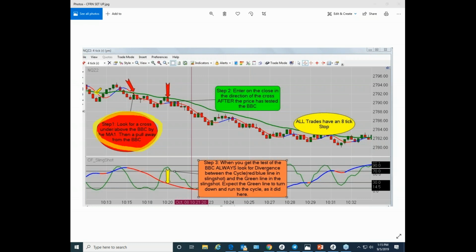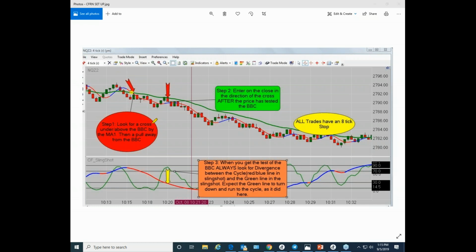When the MA1 crosses the BBC and the MA1 is red, like you're seeing here, that is a bearish cross. If the MA1 is blue and crossing the BBC, that is a bullish cross. So the one that's highlighted here is a bearish cross, and the reason is the MA1 is red. Step 1 gets the ball rolling. Once you get the cross, now you're on alert status. So step 1 is the bullish or bearish cross, and again, the one that's highlighted is a bearish cross.